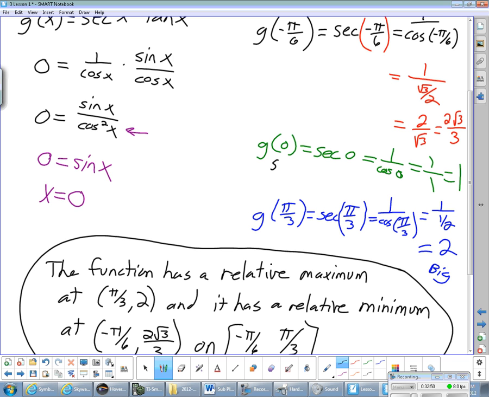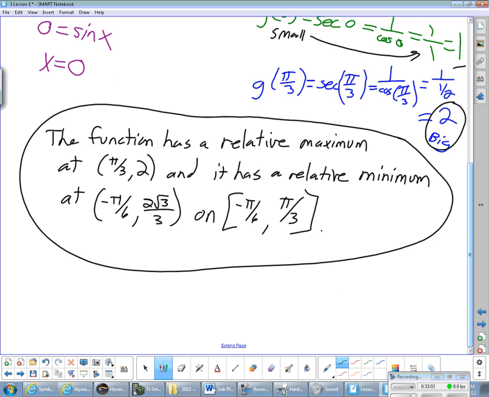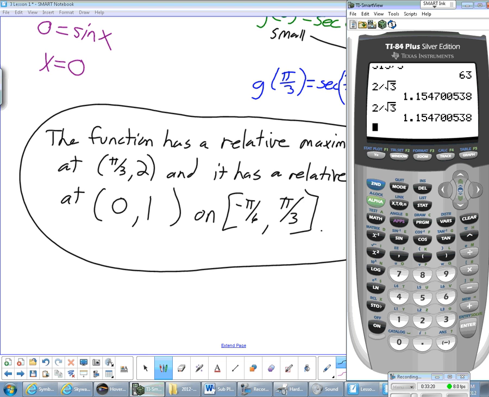So anyway, the smallest value was this one. This was the least of the values, 1, because this was approximately, you saw, 1.16. And so the biggest one is still 2. The smallest is 1. So now I just have to fix my answer here. Eraser. My minimum was not here. My minimum was at 0, 1. Actually, kind of easy to write. 0, 1.